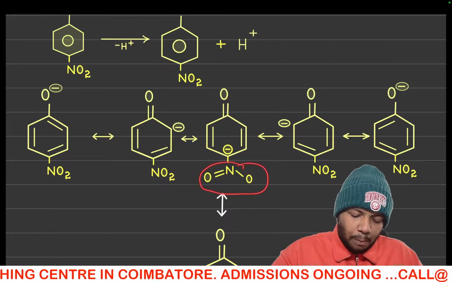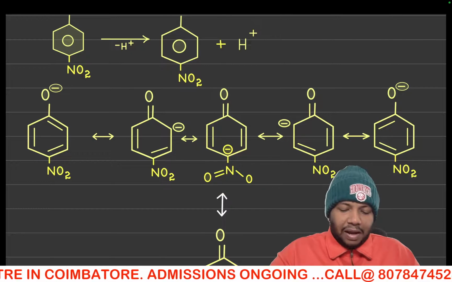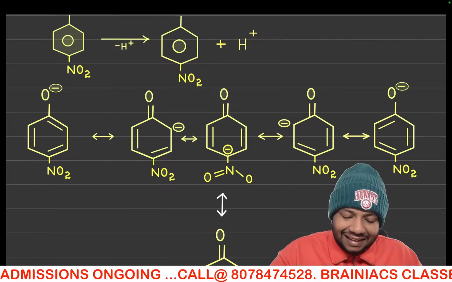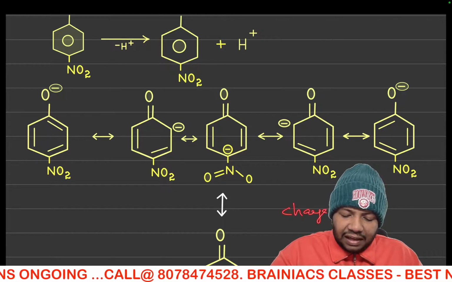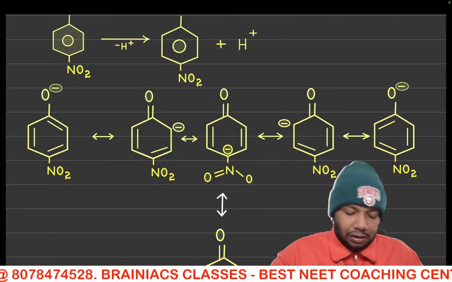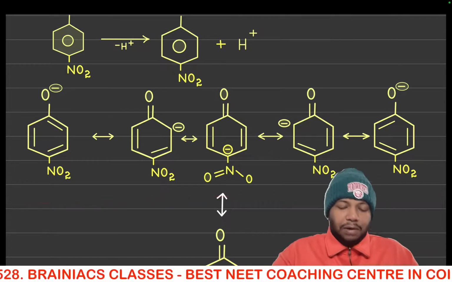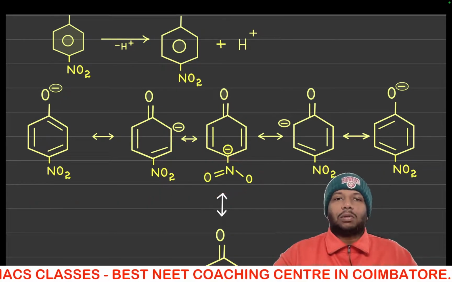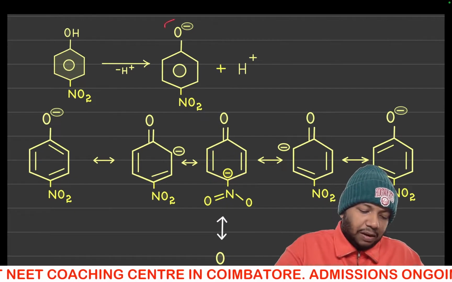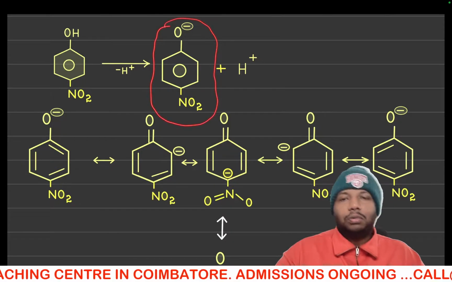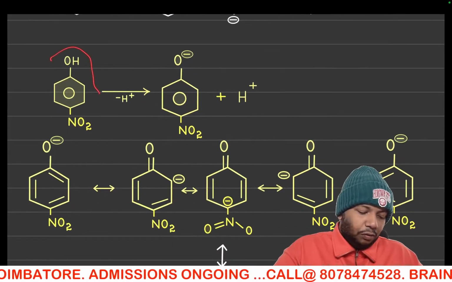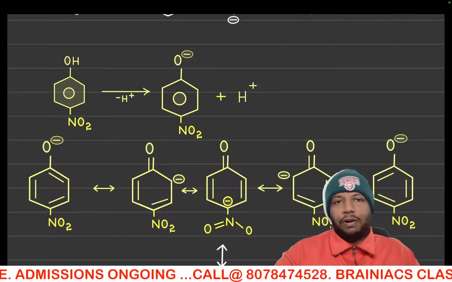Or we can explain it in another way. The NO2 group has a minus I effect. So this minus I effect will pull the electrons in this direction and decrease the charge density. I can say the charge density decreases more in this particular resonating structure, because of the minus I effect of the NO2 group. These two things will make this structure more stable compared to the phenoxide ion structure. So I can say para-nitrophenol will be more acidic compared to phenol.